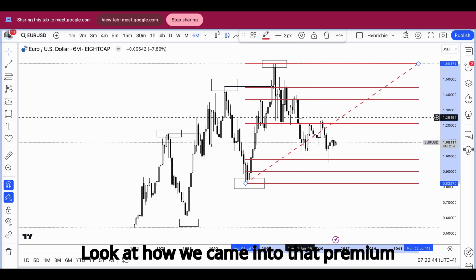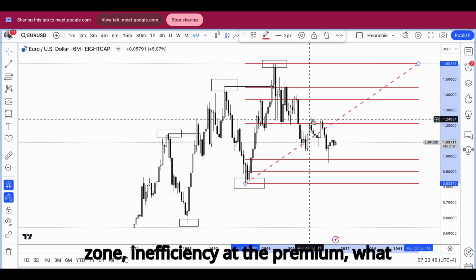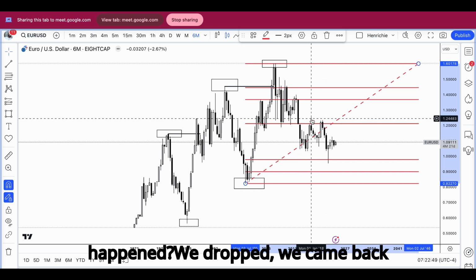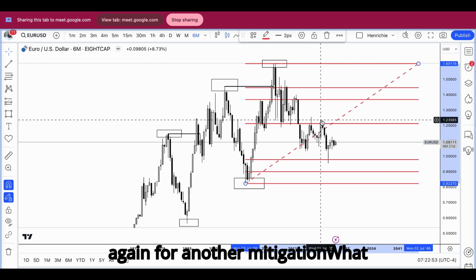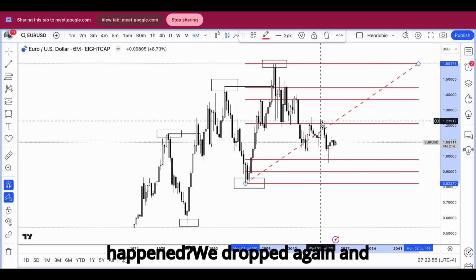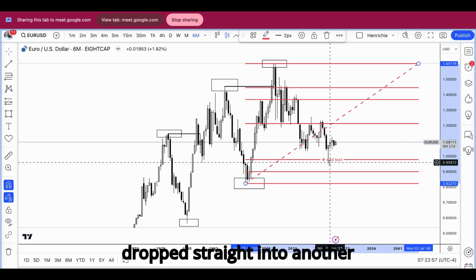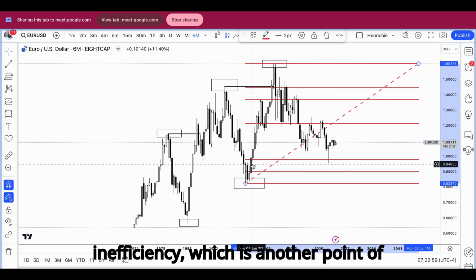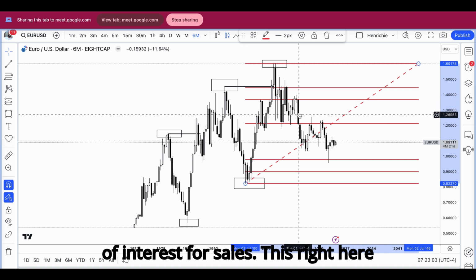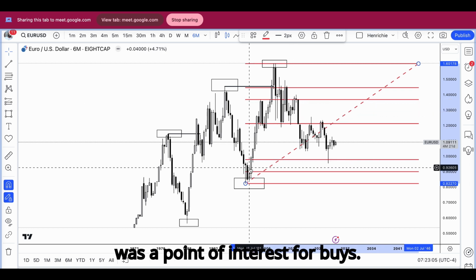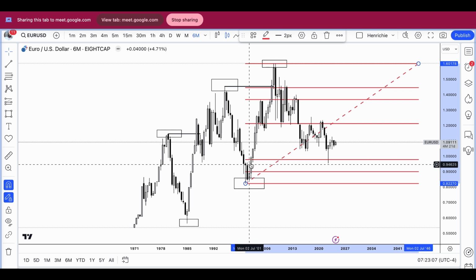Look at how we came into that premium zone, inefficiency at the premium. What happened? We dropped. We came back again for another mitigation. What happened? We dropped again and dropped straight into another inefficiency, which is another point of interest. So this right here was a point of interest for sells. This right here was a point of interest for buys.